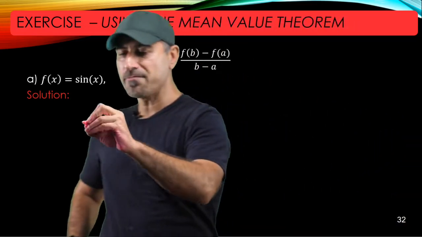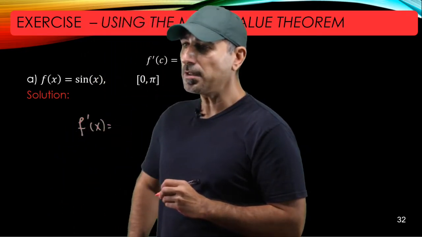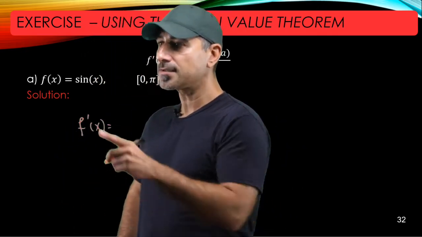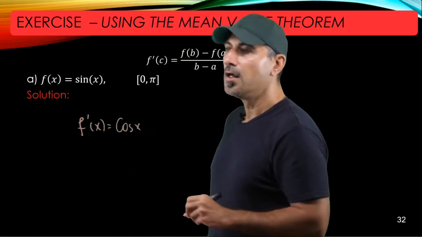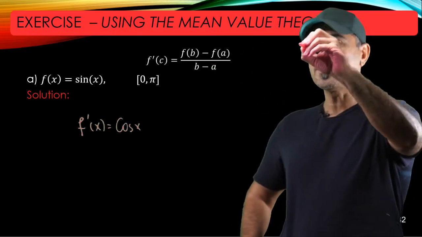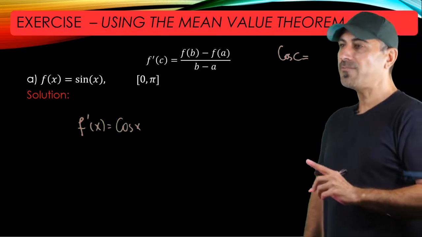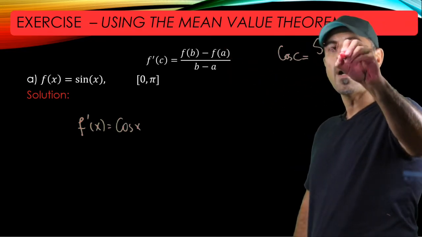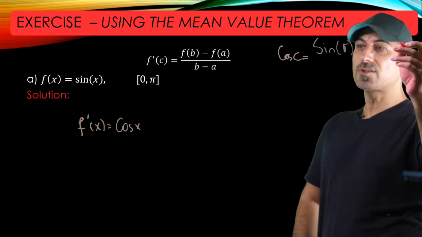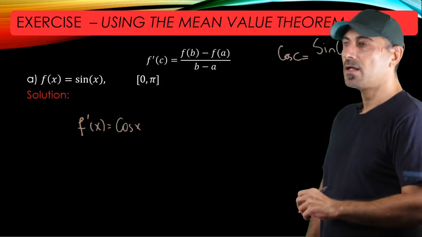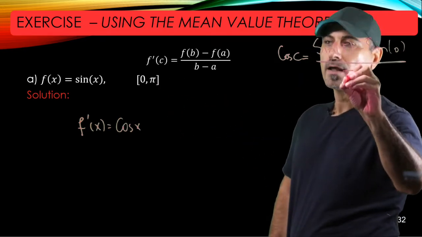So what is f prime first? Let's just find that out. Well, you can use the differentiation table, the formula card for this. So the derivative of sine is just cosine. All right, that's good. So then on the left-hand side, you have cosine c equal to f of b, which is sine pi, minus sine a, which is in fact sine 0, because b is pi and a is 0 here, and then all divided by pi minus 0.